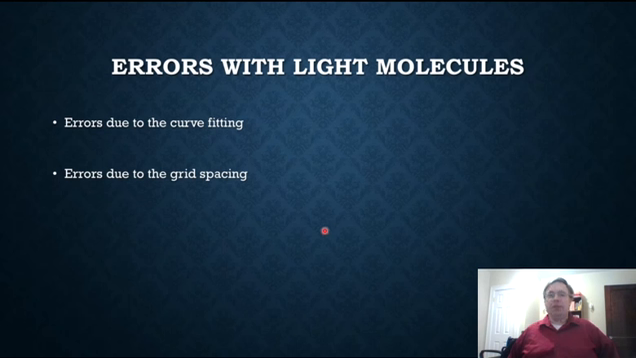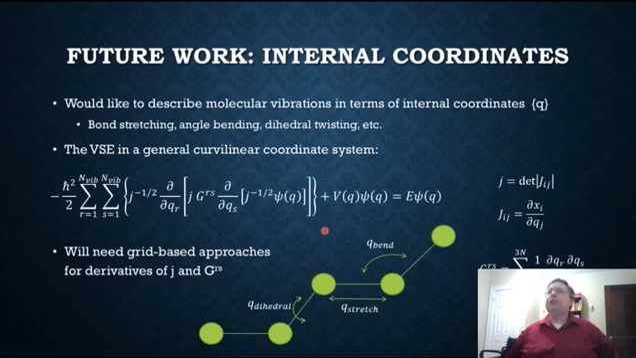Now, for future work with these, we're going to be looking at molecular vibrations in terms of internal coordinates. Now, representing everything in terms of x, y, z is very convenient from a mathematical point of view. However, it is typically not how chemists think. Chemists tend to think in terms of internal coordinates, such as bond stretching, angle bending, or dihedral twisting.